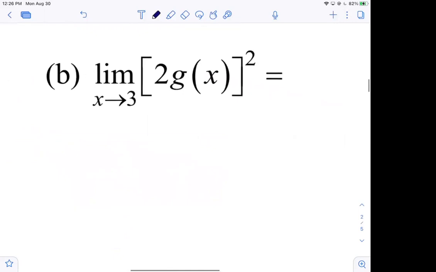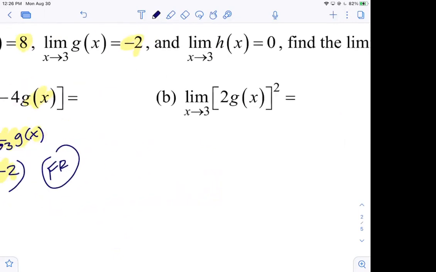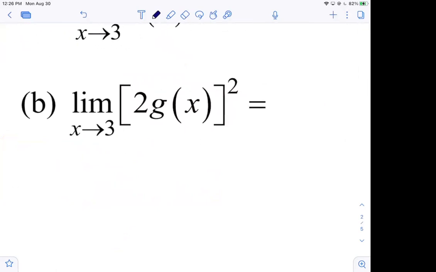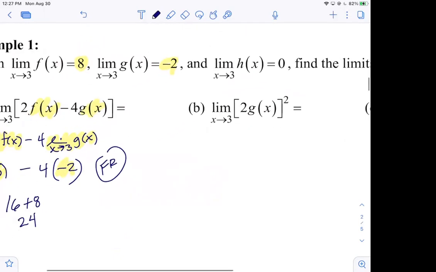Go ahead and try B on your own. And go ahead and take the time to do that substitution step with the properties. In the past, I've almost encouraged students to skip it and just go straight to direct substitution, but that could be a little dangerous. A little too footloose and fancy free.